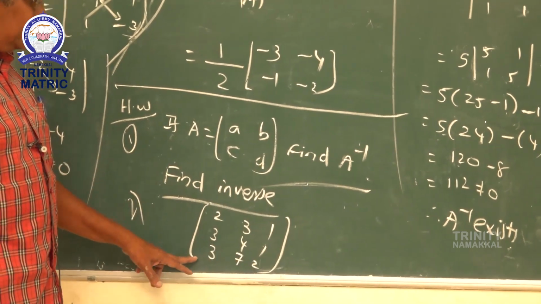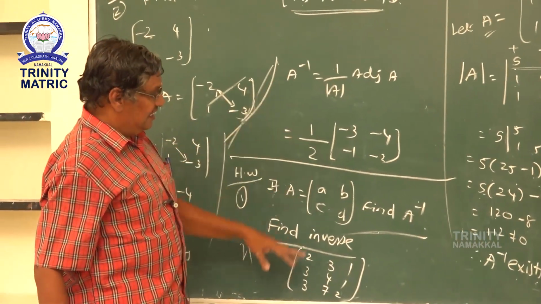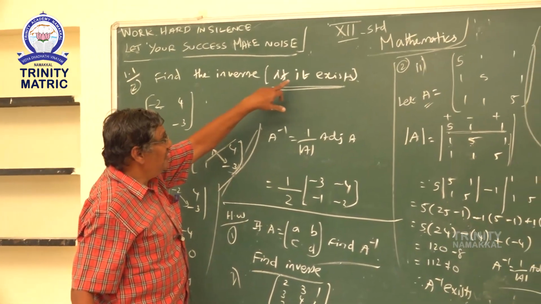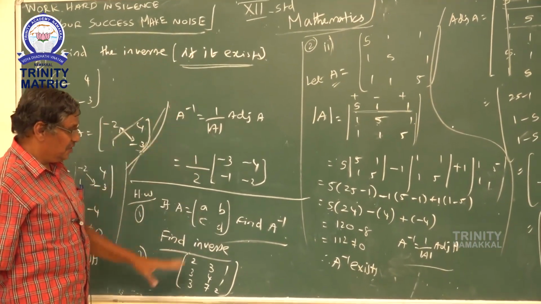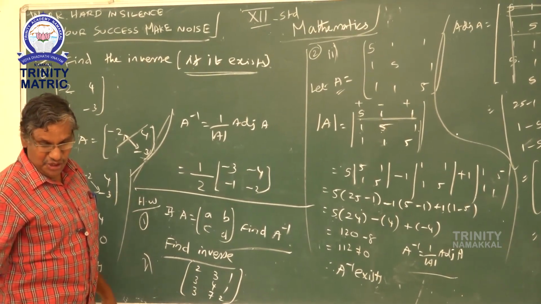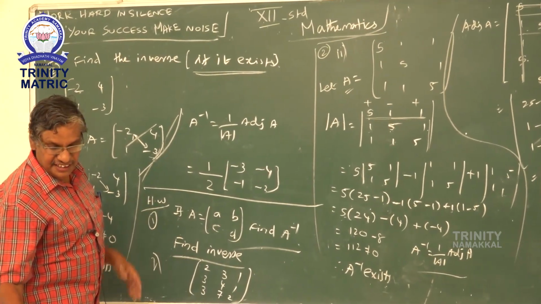Again I am specifically mentioning, the inverse exists only when the determinant value is not 0. That is a non-singular matrix. Keep it in your mind and do it. All the best. Thank you.